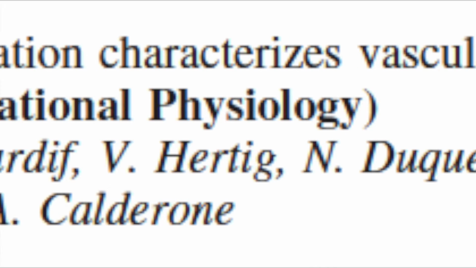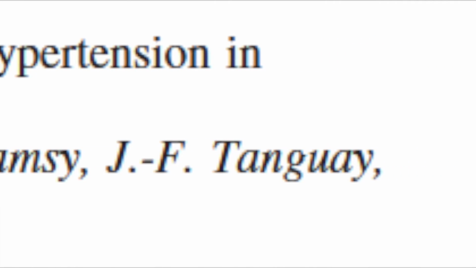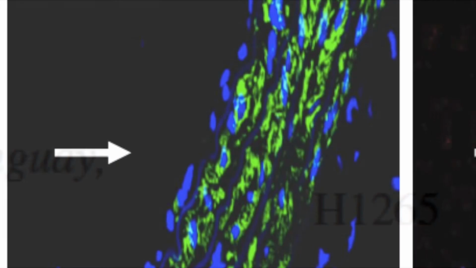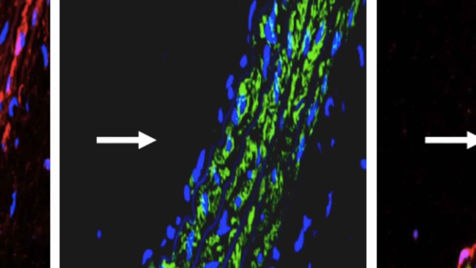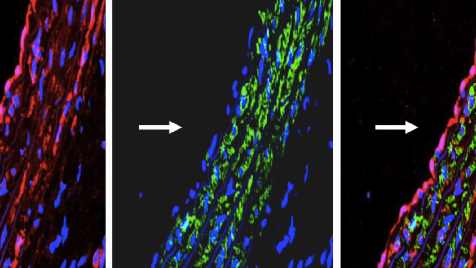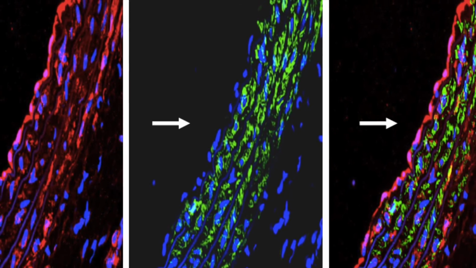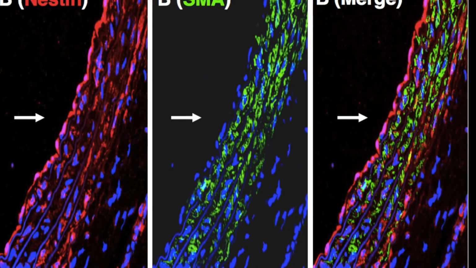Finally, Tardif et al. investigated the role of the intermediate filament protein nestin in the vascular remodeling process secondary to hypertension. Male Sprague-Dawley rats were examined 2 weeks after suprarenal aortic constriction. Carotid arteries from these rats exhibited smooth muscle hypertrophy and increased nestin protein levels.